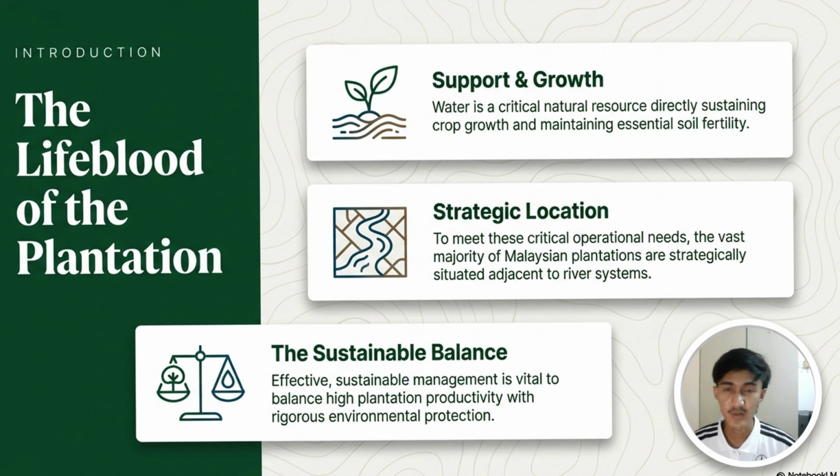Water is one of the most important natural resources in plantation management. It plays an important role in supporting crop growth, maintaining soil fertility, and sustaining the surrounding ecosystem. In Malaysia, many oil palm plantations are located near river and other water systems. Therefore, proper water resource management is very important.